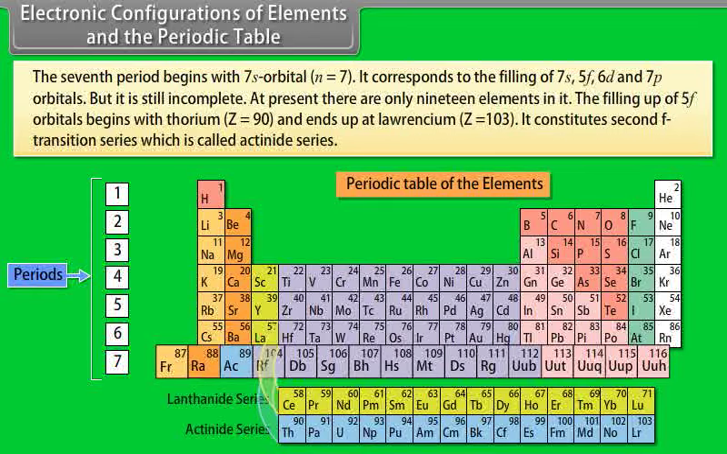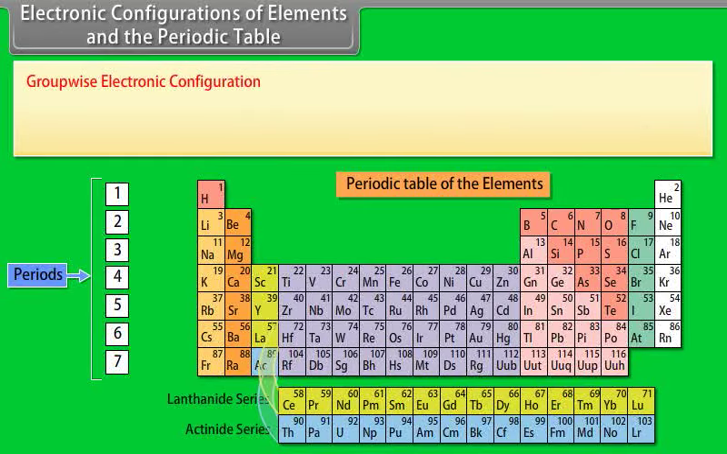The seventh period begins with 7s orbital, that is, n equals 7. It corresponds to the filling of 7s, 5f, 6d and 7p orbitals, but it is still incomplete. At present, there are only 19 elements in it. The filling up of 5f orbitals begins with thorium, atomic number 90, and ends at lawrencium, atomic number 103. It constitutes the second f transition series, which is called the actinide series.